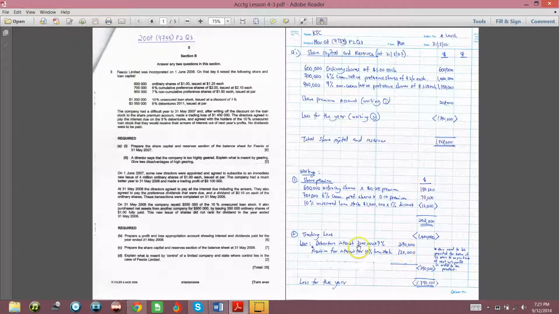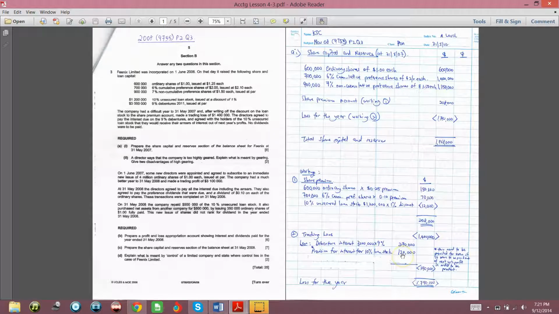So trading loss minus the debenture interest, 3 million times 9%, and provision for interest on loan stock. They said it will be paid out of next year's profit. So I clarify it in this question with a star. You can put it under assumption, or put a star or bracket note 1 or something like that. This needs to be provided for even if it were to be paid out of next year's profit, in order to be prudent. This is interest on long-term liability. It has to be accrued or provided for even though it will be paid next year.